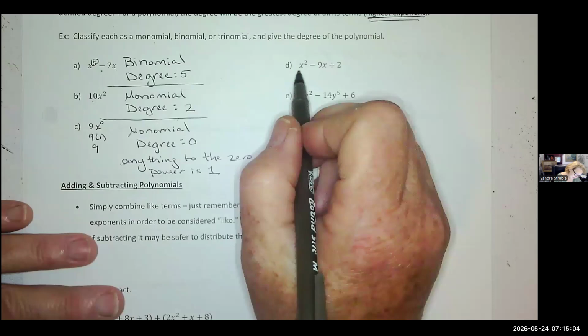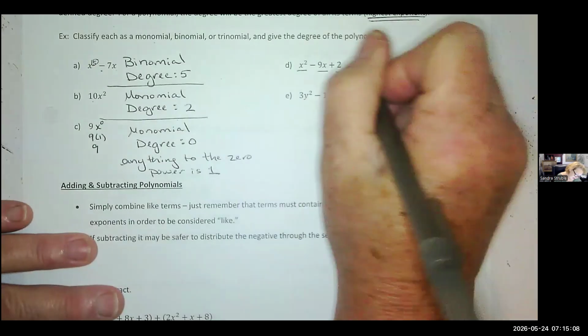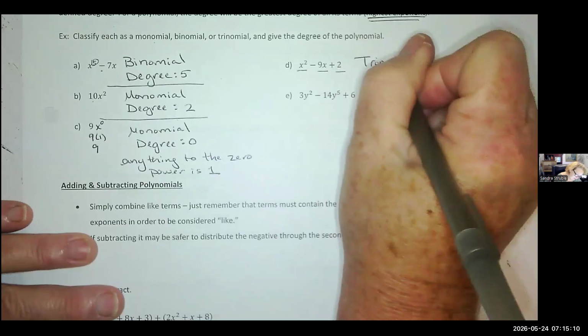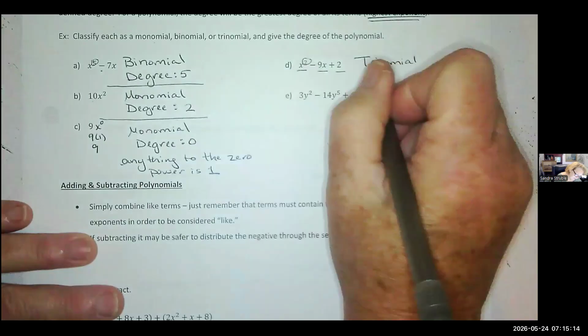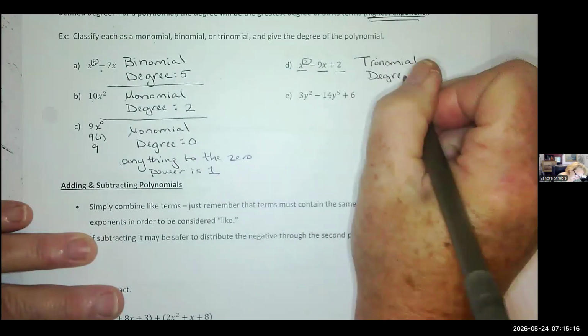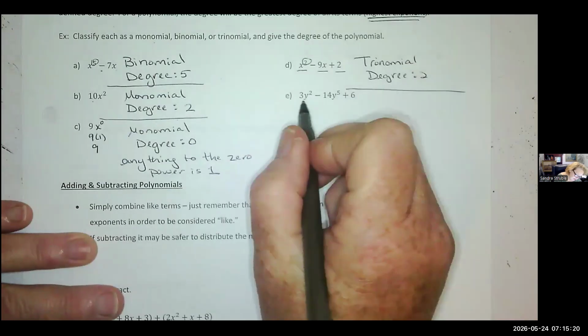We have 1, 2, 3 terms. So this is a trinomial. And the highest exponent is 2. So the degree is 2. And then the last one here, you've got 1, 2, 3 terms. Again, another trinomial.